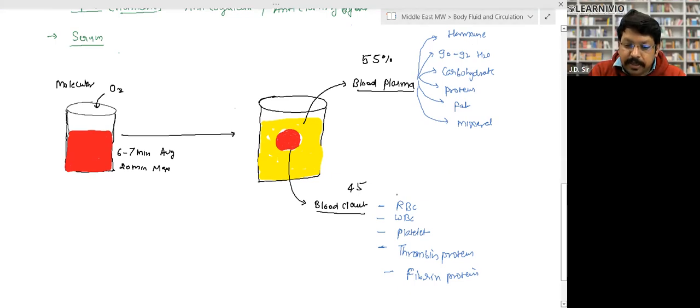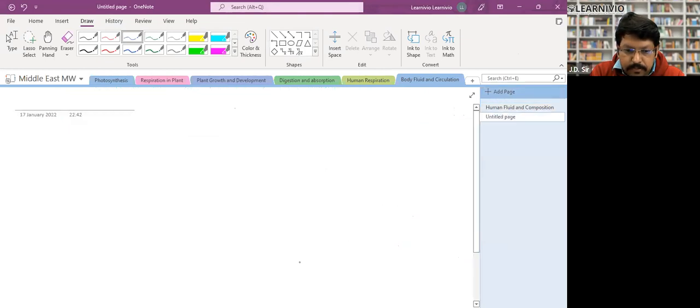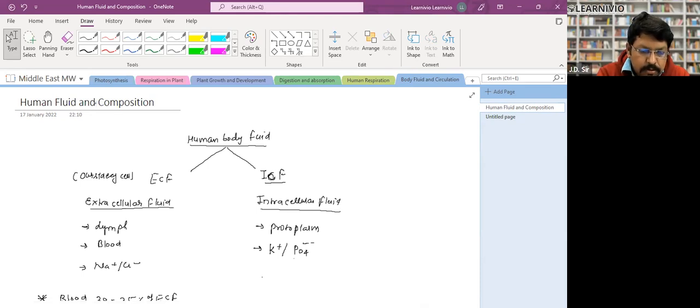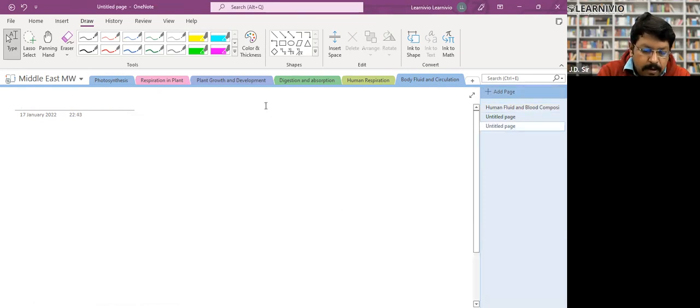So the next thing that we'll study is RBC, WBC, and platelet, right? Then we'll go into the next topic. So the next heading is RBC. Put a next heading, that is RBC. That was human fluid, and I must write it as blood composition. So the next heading will be RBC.